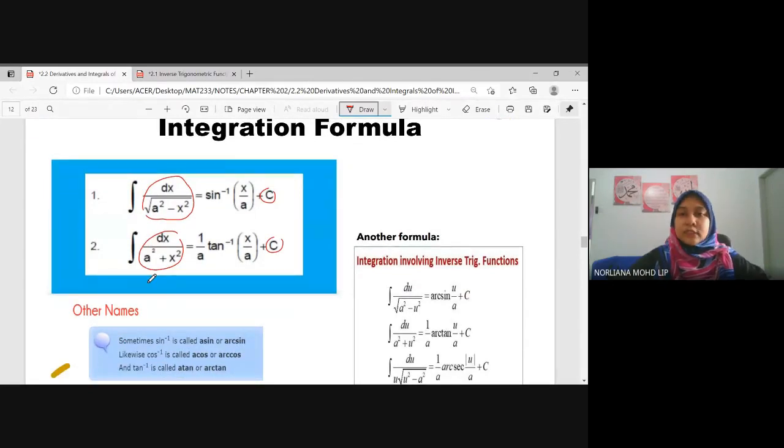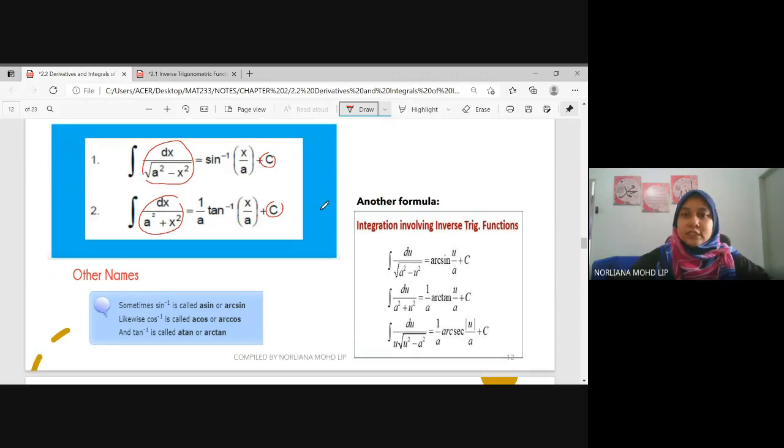Okay, in another formula involving the integrals of inverse trigonometric function. Ni sama formula number 1 tadi. And then ni pun sama formula number 2 for tangent. The arctangent means the tangent inverse lah. Sometimes we call the arcsine for the sine inverse, and for the arctangent, the inverse tangent or arctan.